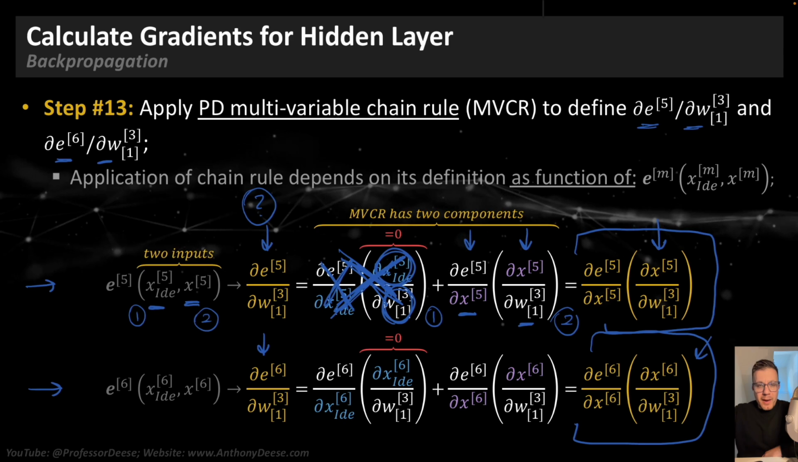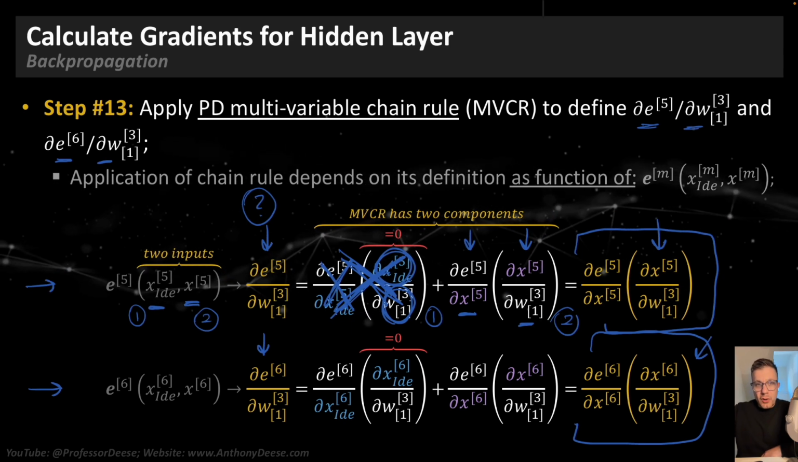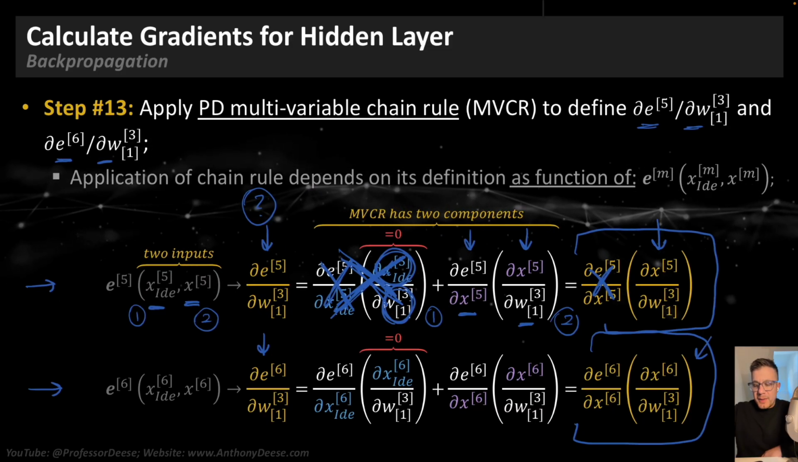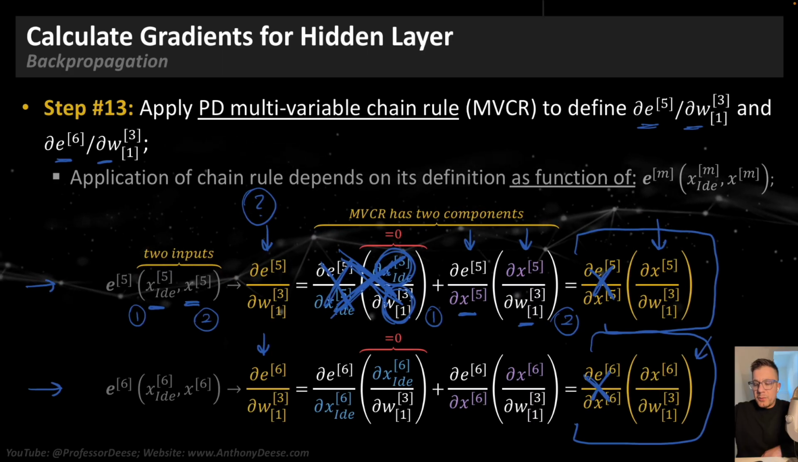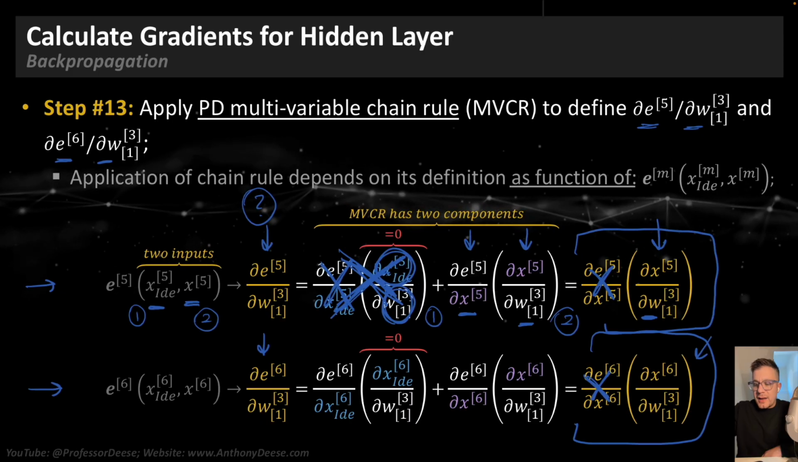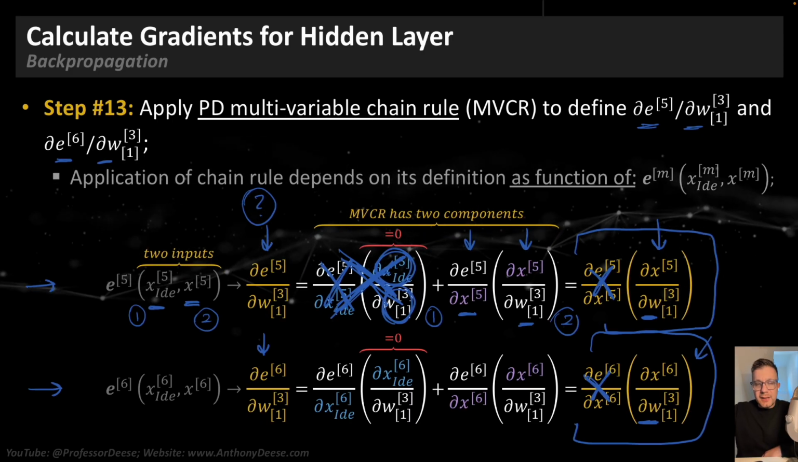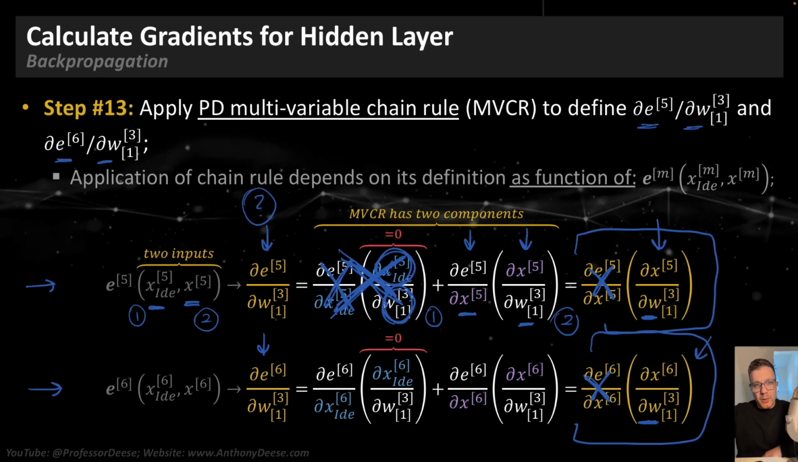And if we jump back one page for a second, we see that 2 of these 4 unknown partial derivatives are now known. Essentially, we know the partial derivative of error component E5 with respect to state X5, and we know the partial derivative of error component E6 with respect to state X6. That just leaves 2 more unknowns, the partial derivative of state X5 with respect to our hidden layer synapse weight, and the partial derivative of state X6 with respect to our hidden layer synapse weight. So our next task is to define both of those.